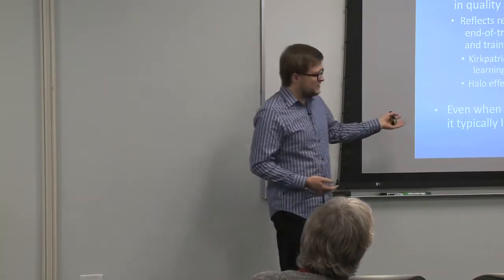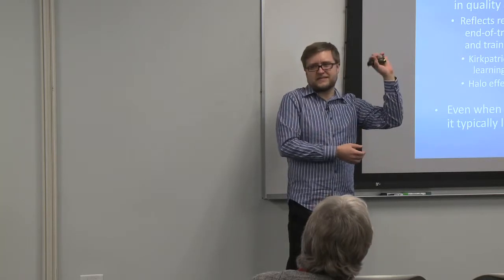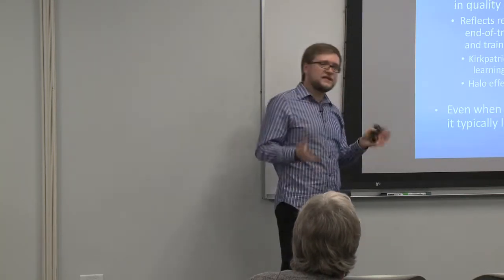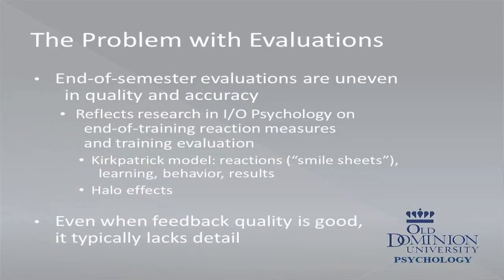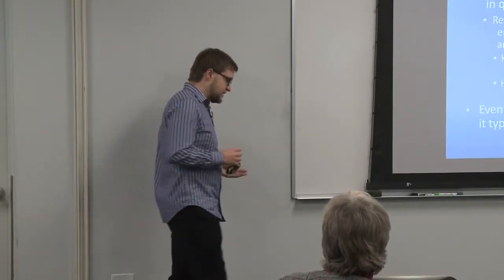The other side of that, if we say, okay, there's some downsides to quantitative measures, there's downsides to numbers being evaluated, maybe we can look for qualitative measures. Well, then we still have some problems. Even when the feedback quality is good, it is typically lacking in detail. When we get evaluations from students and they say, I really love the course, what do you do with that? What is the actual actionable piece of the puzzle to solve at that point?